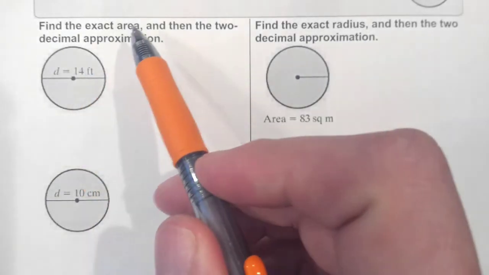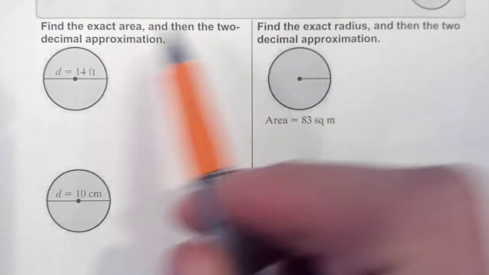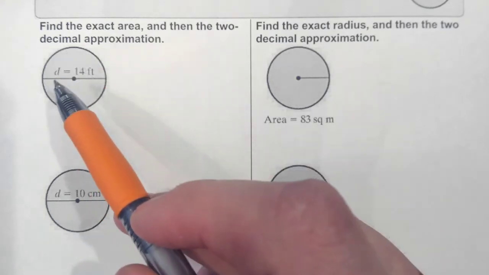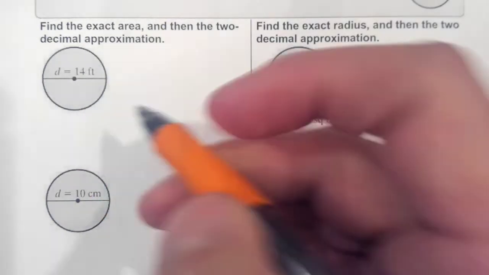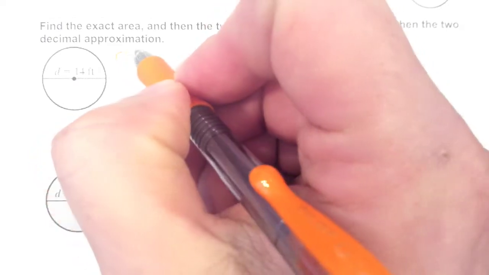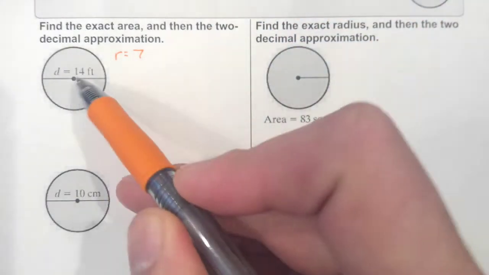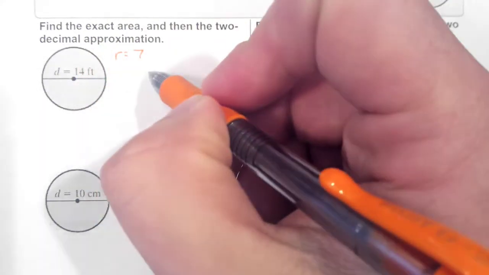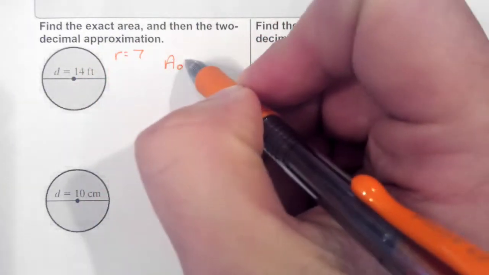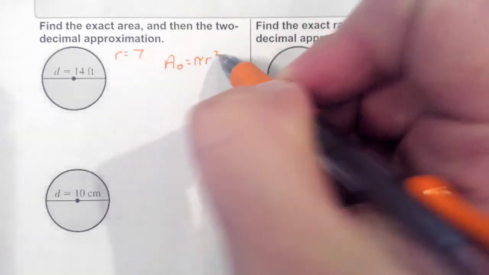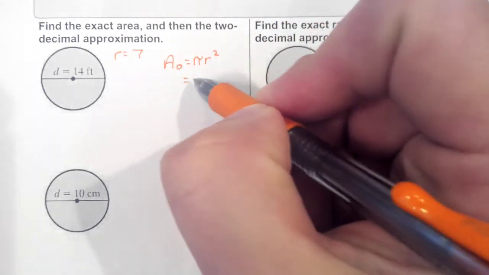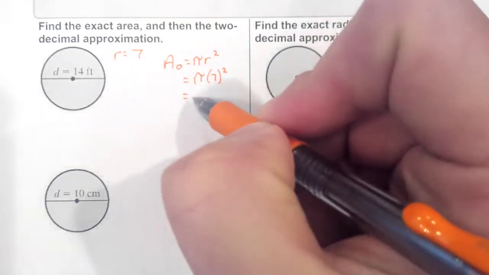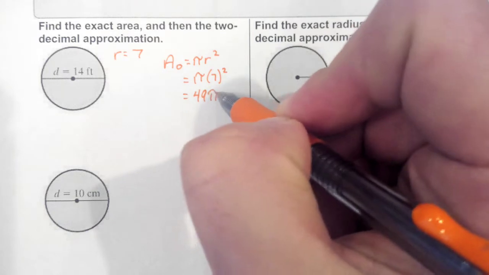It says find the exact area and then the two decimal approximation. You'll notice they give us a circle. The diameter is 14. So what does that mean the radius is? It would be 7, because remember the radius is half the diameter. So for the exact area, we plug it into that formula. Area of a circle is pi r squared. So that would be pi times 7 squared. And then if we put that in the correct order, that would be 49 pi.